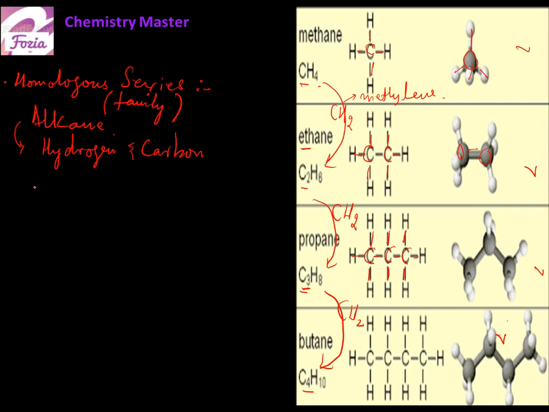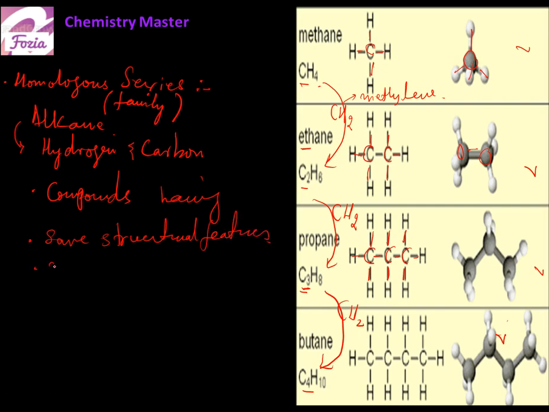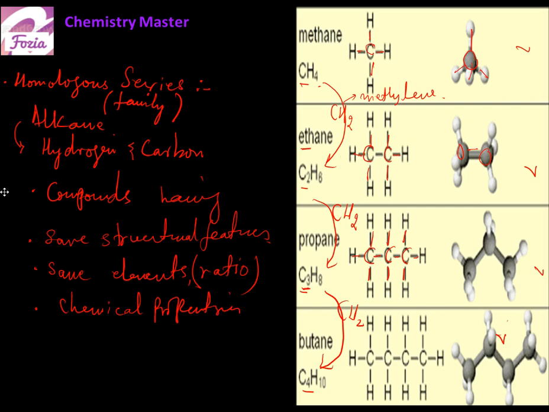So we see the compounds having the same structural features, the same elements and the same elemental ratio, and the same chemical properties are grouped together or classified together in the same homologous series.